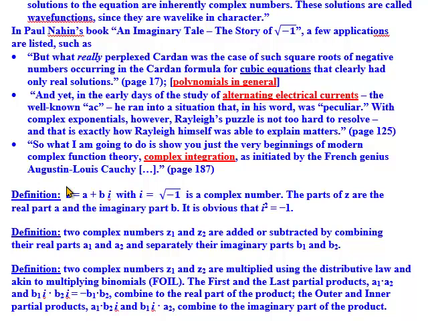So what I am going to do is show you just the very beginnings of modern complex theory, complex integration, as initiated by the French genius Augustin Louis Cauchy.